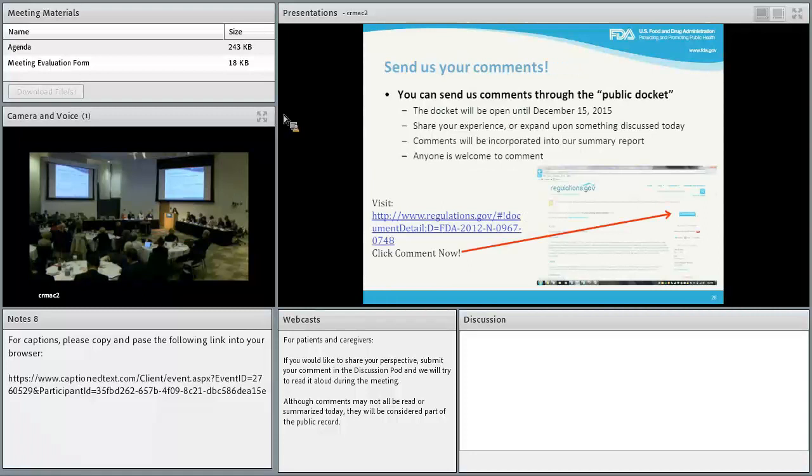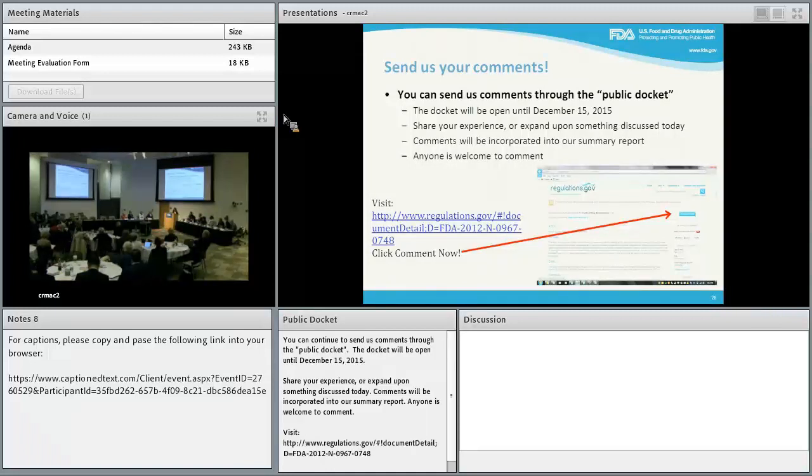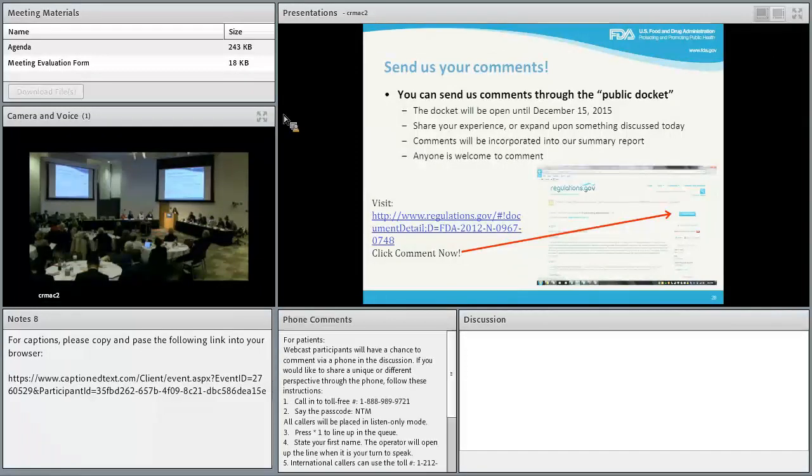And last but not least, a very important part of our discussion: another way that we would like to hear from you is through this public docket. You see the website here, and you'll also find it on the slides once they're posted on the web. This docket will be open for 2 months after this meeting, until December 15th. It's a great way to continue the dialogue.